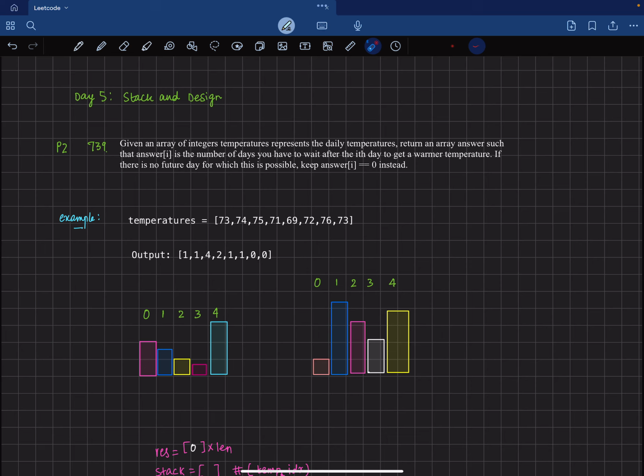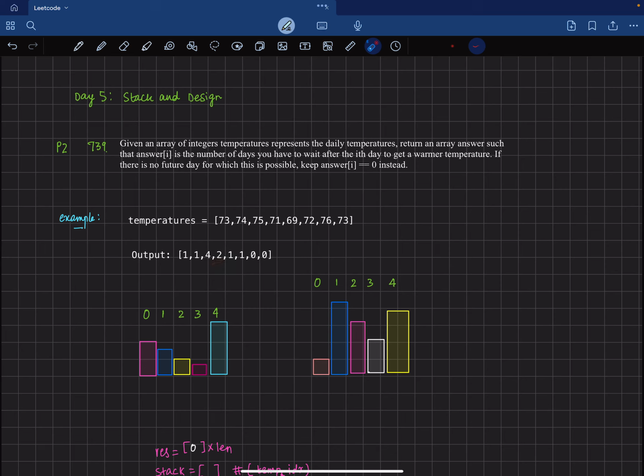For example, if I'm standing at any specific day, say this day, the output must be the number of days we have to wait from this day such that we get a warmer temperature. Right now, I'm at 71. So what is a warmer temperature? A temperature greater than 71, right? And which is the first temperature that is greater than 71? Is it 69? No. Is it 72? Yes. How many days is it? Day 1, and on day 2, we get 72. So it should be this, right?